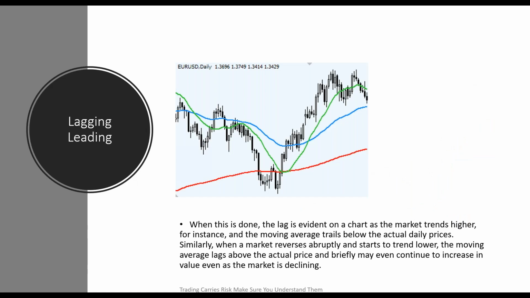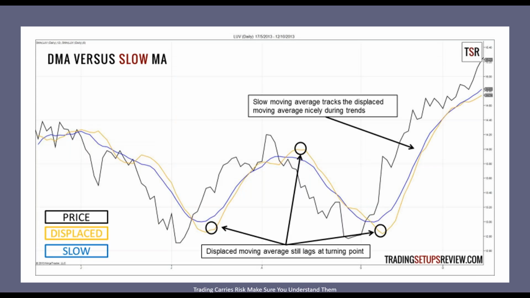So when this is done, the lag is evident on the charts as the market trends higher, for instance, and the moving average trails below the actual daily prices. Similarly, when a market reverses abruptly and starts to trend lower, the moving average lags above the actual price and briefly may even continue to increase as the value of the market is just declining.